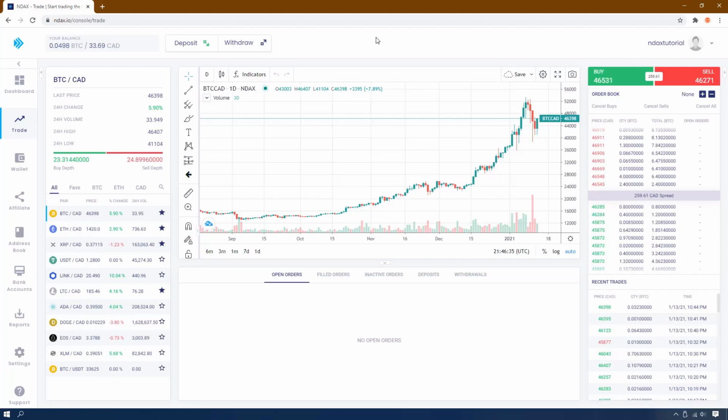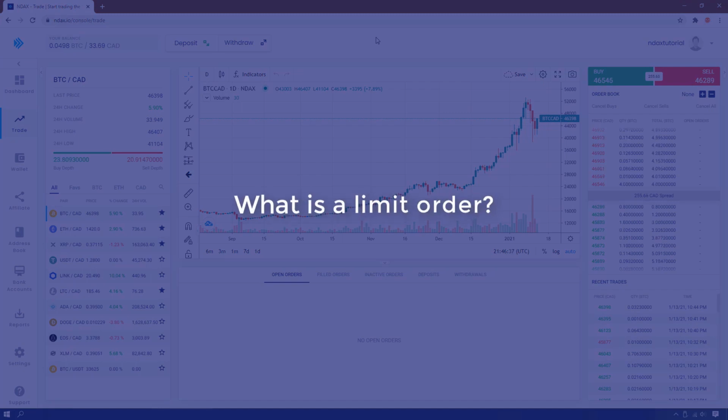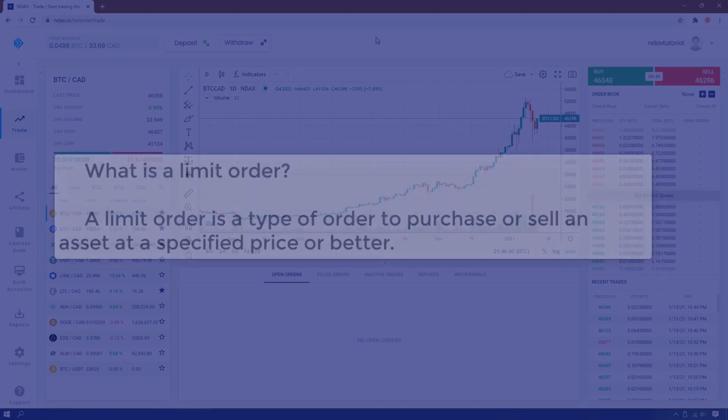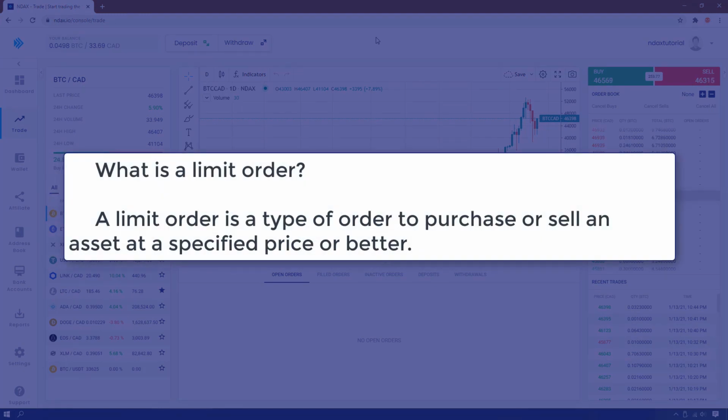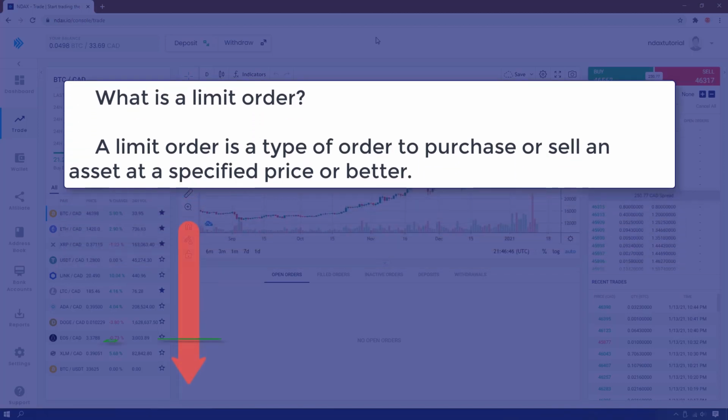In this video we'll talk about limit orders. So what is a limit order? A limit order is a type of order to purchase or sell an asset at a specified price or better. For buy orders, the order will be executed at the limit price or lower, while for sell orders it executes at the limit price or higher.